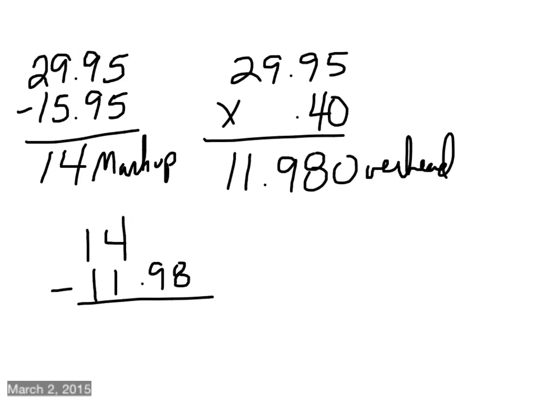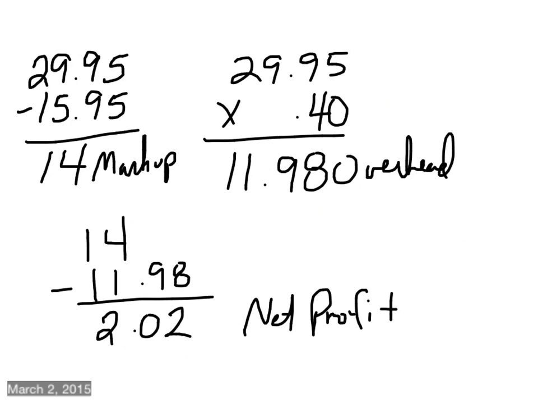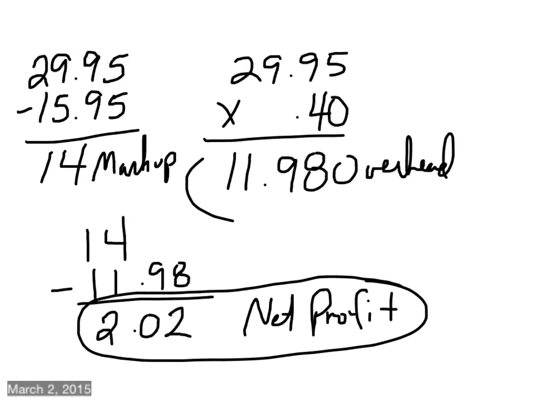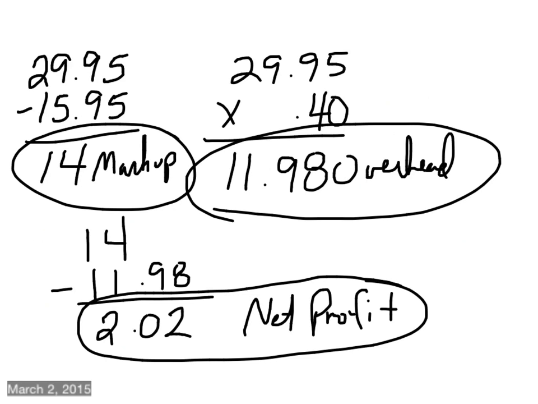Now to figure out the net profit, I need to take the $14 and subtract out the $11.98. And how much do I get? $2.02 was my net profit. Okay, so those are the 3 numbers that we're looking for in number 3. It'll ask you to find the markup, the overhead, and the net profit. So you need to have all 3 of those down for number 3.